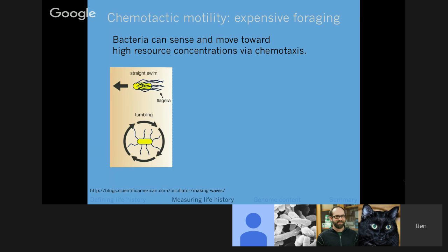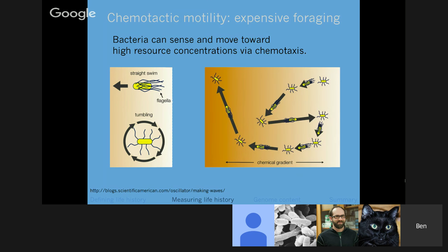But this straight direction swimming only happens for a short amount of time, and the flagella then stop beating together, and the organism tumbles and reorients itself within the environment. And chemotaxis really allows these organisms to direct their swimming up a resource gradient, which is shown here in this diagram, by leading to more biased and increased straight swim distances when the organism senses an increase in the resource concentration from the previous position to the final position.